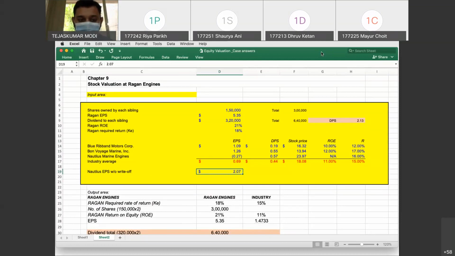ROE is given to you, see, for Reagan, 21%. But what is the retention ratio? So how do I calculate it, Ankita? Tell me, beta. Ankita Majumdar, how do I calculate the retention ratio? And what is the retention ratio, please?